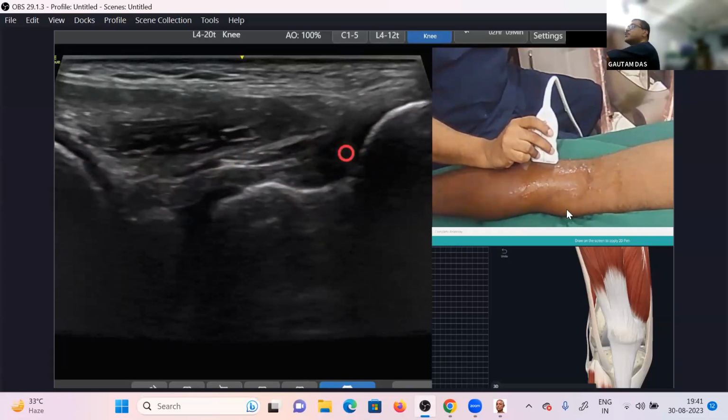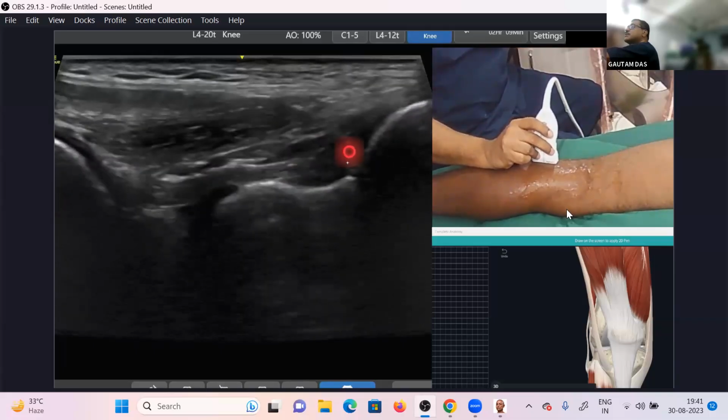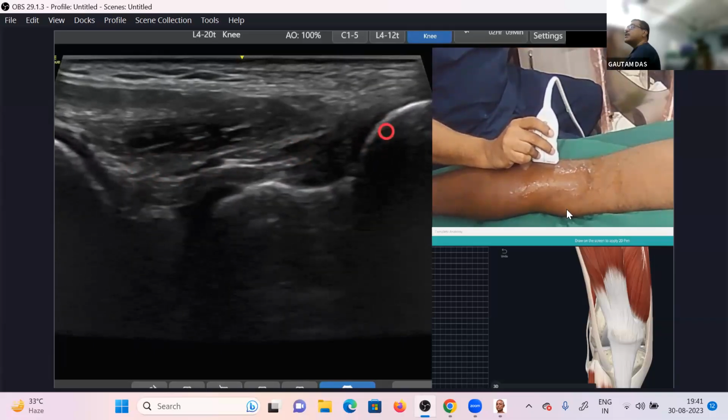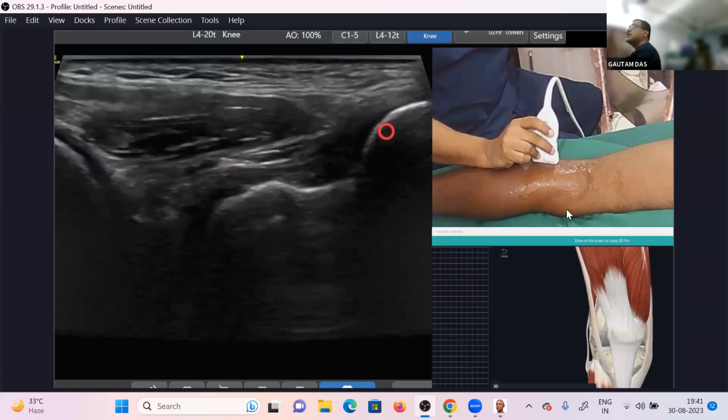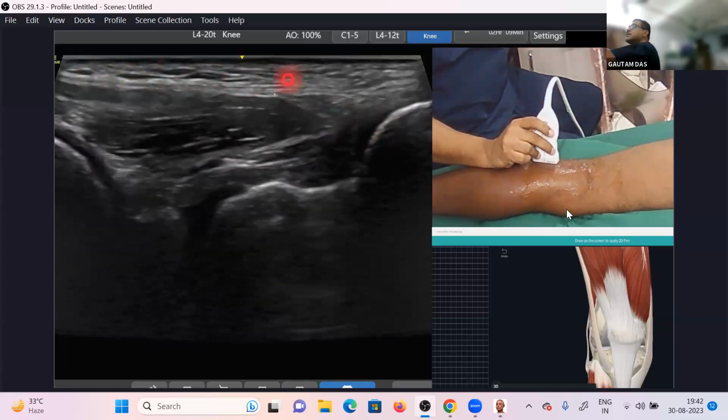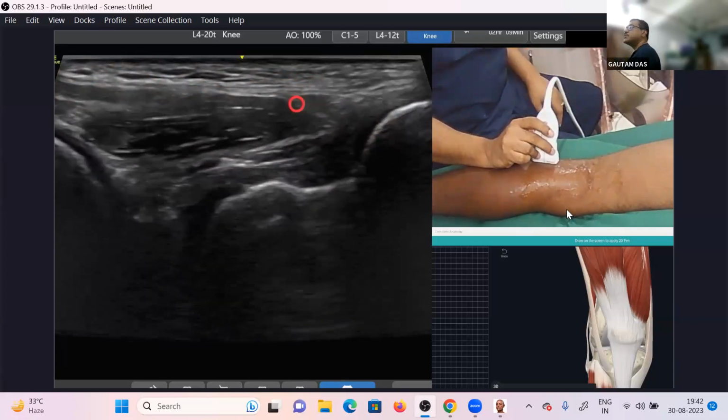This part is a little bit hypoechoic, not seen nicely. If I'm tilting it, it will be seen. So this whole area is your arcuate ligament. And now above that, the biceps femoris. These are the biceps femoris tendon, short head and long head.